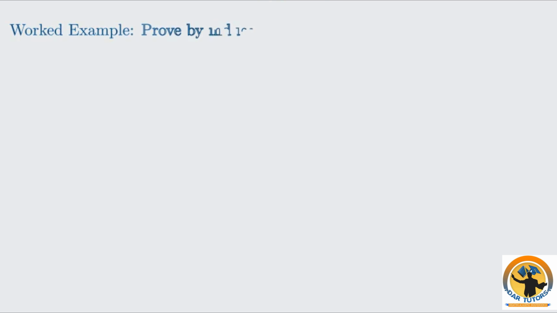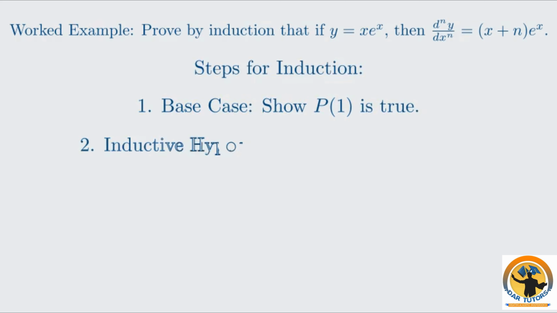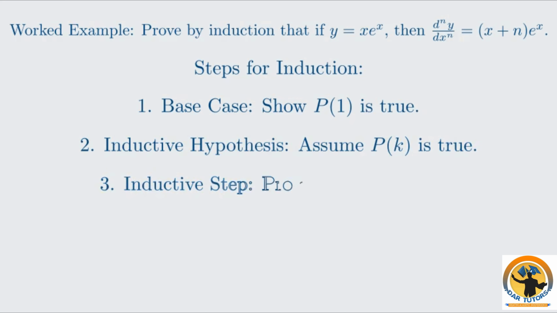We will prove by induction that if y equals x times e to the x, then the nth derivative is the quantity x plus n times e to the x. The principle of mathematical induction involves three main steps. First, the base case. We must show the statement is true for the first value of n, which is usually n equals 1. Second, the inductive hypothesis. We assume the statement is true for some arbitrary integer k. Third, the inductive step. We use our assumption to prove the statement is also true for the next integer, k plus 1. Let's apply this to our problem.